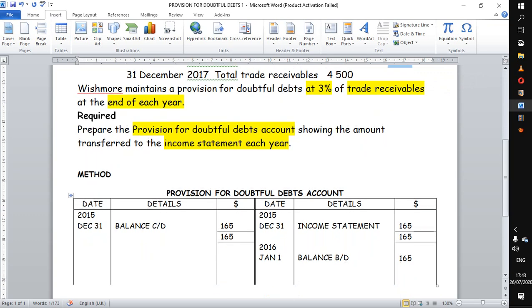which is already there of 165. So for us to get to 186, it means we are increasing by a certain amount, which is the same as 186 minus 165. 186 minus 165 gives us 21. 21 is the amount that we want to get to 186. Remember, this is an increase that is happening. So this increase is the expense that we then transfer to the income statement.